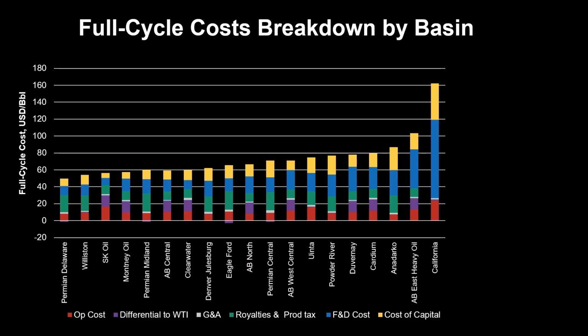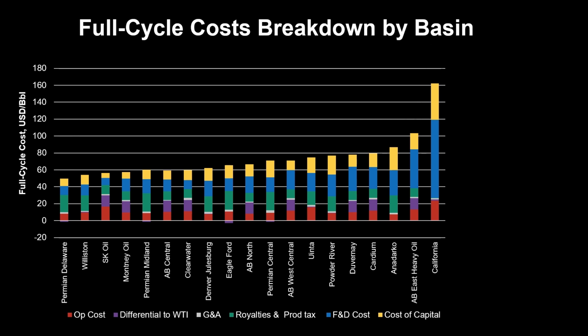Incorrys' analysis of the major U.S. and Canadian oil basins shows North American full-cycle costs range from a low of under $50 a barrel for Permian Delaware, that's located in West Texas and southeast New Mexico, and a high of just over $100 per barrel for Alberta East Heavy Oil, located east of Edmonton on the Alberta-Saskatchewan border. For comparison, we have also included California full-cycle costs, which exceed $160 US per barrel.